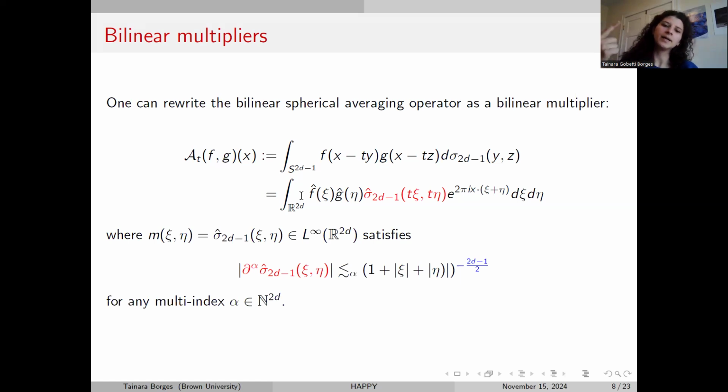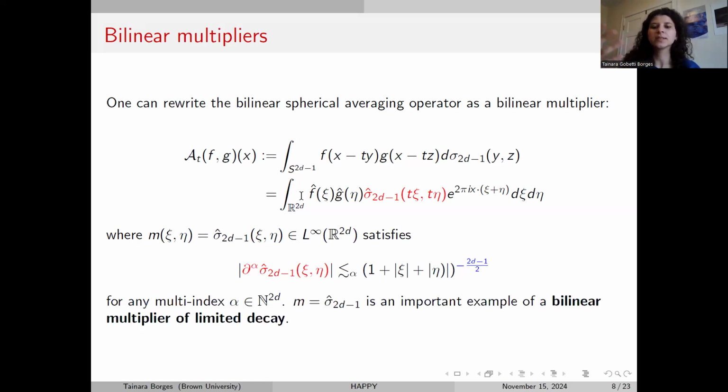So sigma hat and all its derivatives decay like a negative power of |(xi, eta)|, and this negative power is (2d minus 1) over 2. Because the decay doesn't get better with the order of the derivative, this kind of multiplier is oftentimes called a bilinear multiplier of limited decay. So this decay in blue is not changing with alpha, which is the multi-index for the derivative.